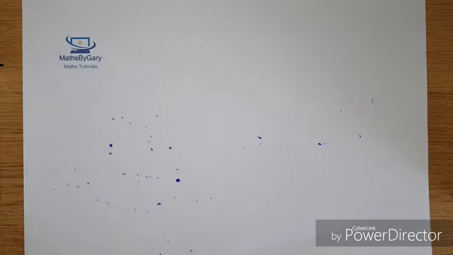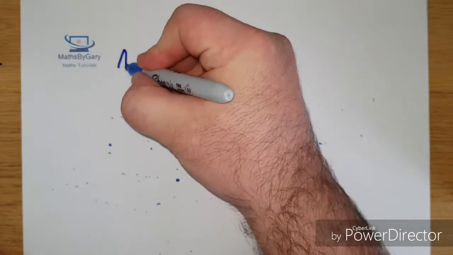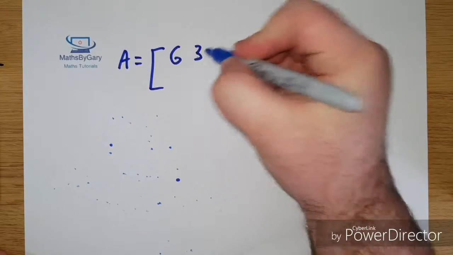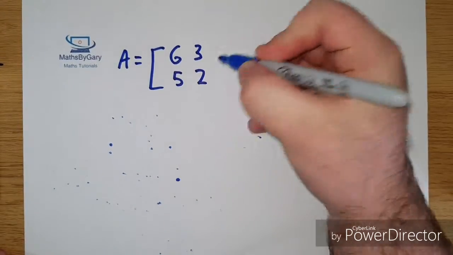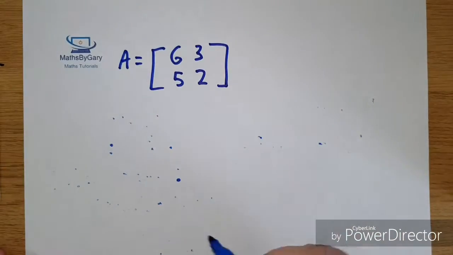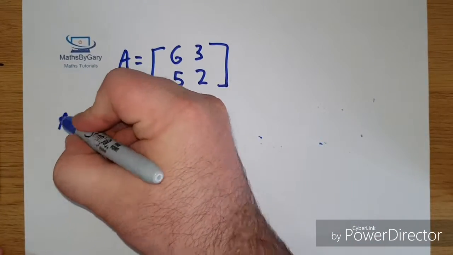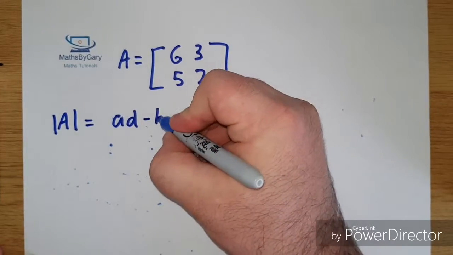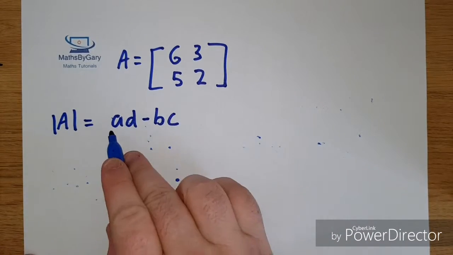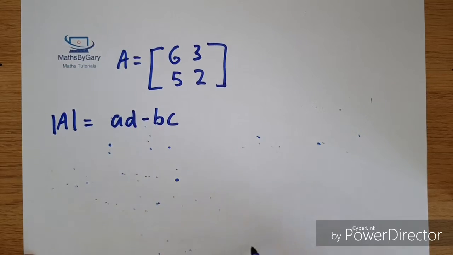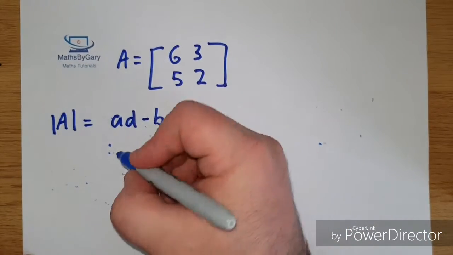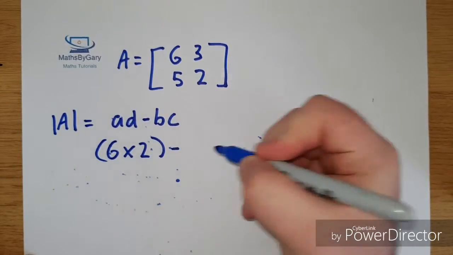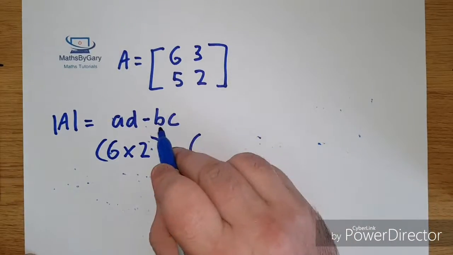Okay, so we'll take a look at matrix A, and we'll call it 6, 3, 5 and 2. As on the previous page, we want to find the determinant. So the determinant of A equals AD minus BC. All we're doing is A times D minus B times C. So 6 times 2. Now it's minus everything B times C.